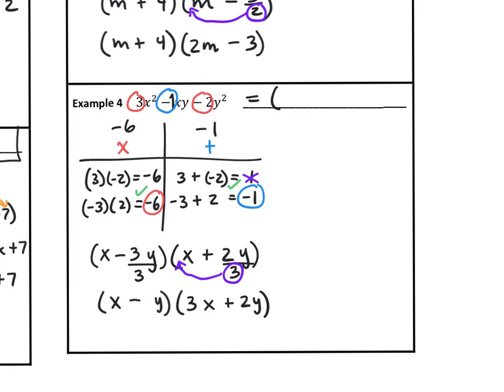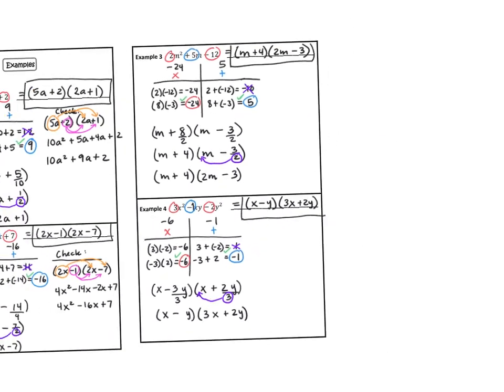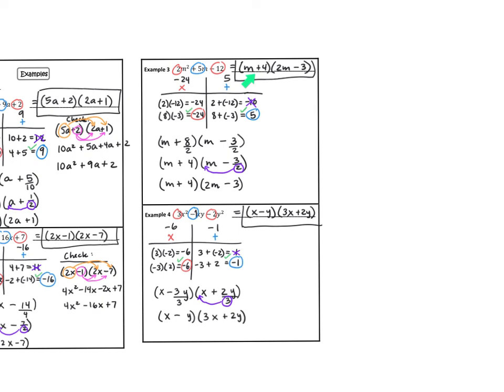So this equals x minus y, parentheses 3x plus 2y. And for these last 2 examples, remember, we didn't check them, but I encourage you on your own, if you want to check them, just to see that when I multiply these, it matches the answer. Same thing for example 3, right? We didn't check example 3, but you can multiply these and check to see if you get the original problem.